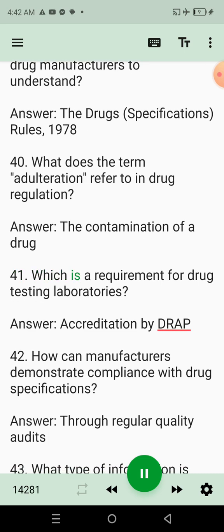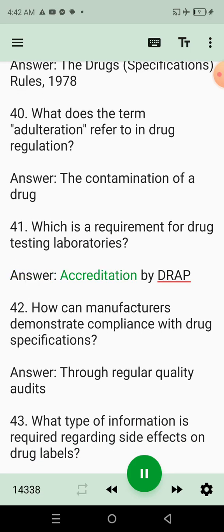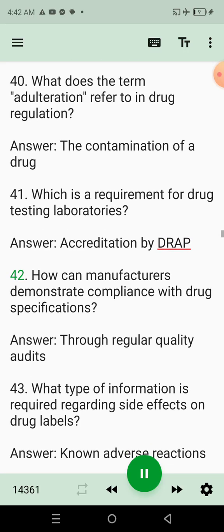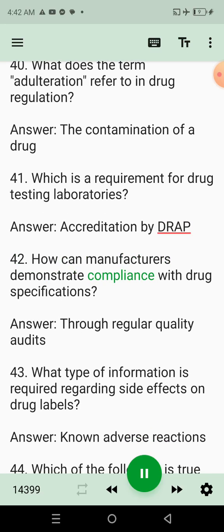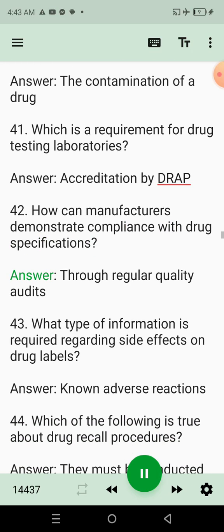41. Which is a requirement for drug testing laboratories? Answer: accreditation by DRAP. 42. How can manufacturers demonstrate compliance with drug specifications? Answer: through regular quality audits.